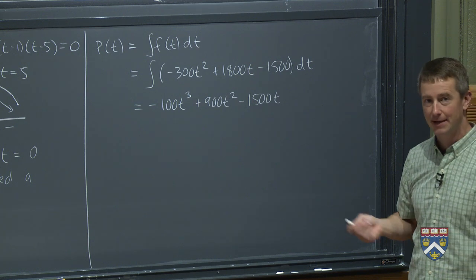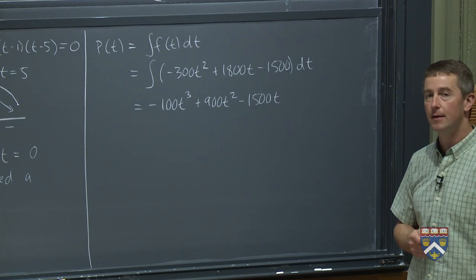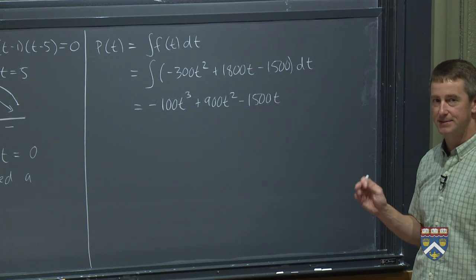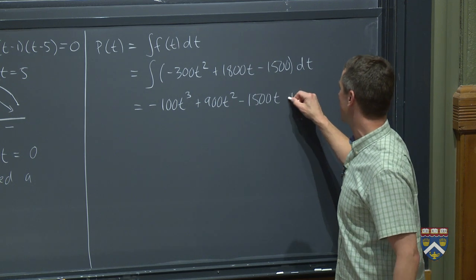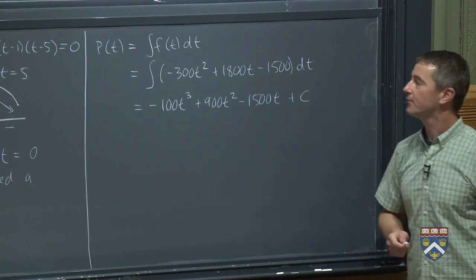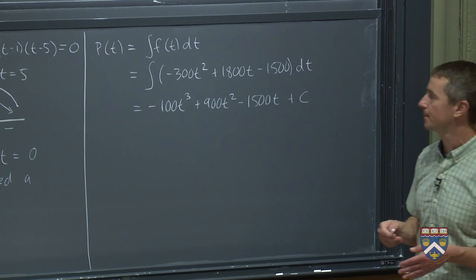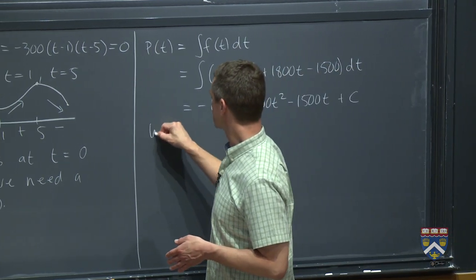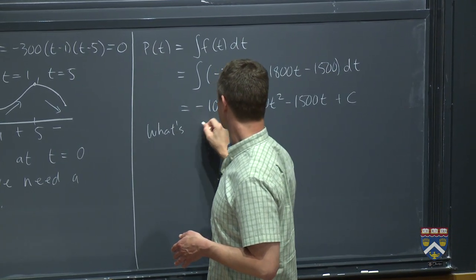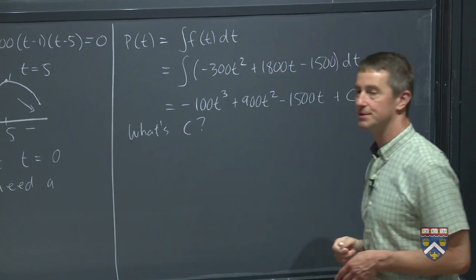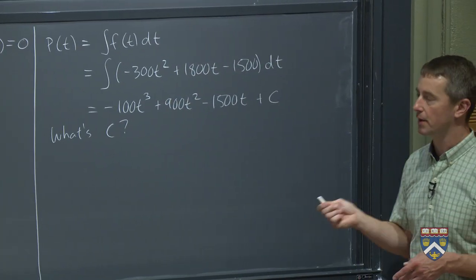Now, is this the only antiderivative that this could possibly be? As we've discussed many times, it's not, right? We have to put a plus c here at the end. Do we have enough information to figure out what the value of c is for this particular problem? Or do we have to leave the c in there? We do have enough information, right?